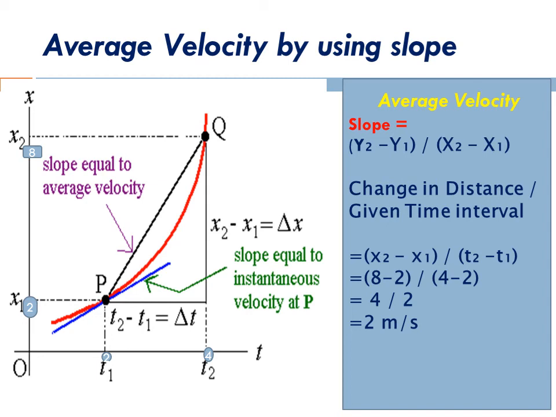Students, always remember x2 minus x1 is only the value of distance, it is not the x-axis. So x2 value is given here 8 meter and x1 value is given here 2 meter. T1 and T2 values are 2 second and 4 second respectively. So after putting, we get 2 meter per second, that is the average velocity.